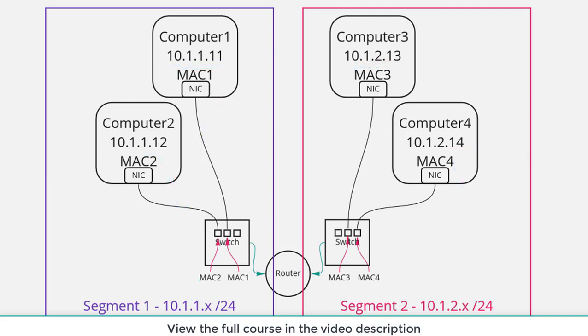Okay, so what is the impact of this? Well, let's start with broadcasts. Let's start with Ethernet layer 2 broadcasts. So computer 1, let's say it sends out an ARP request. And the ARP request is a broadcast, a layer 2 Ethernet broadcast, that is basically trying to determine the MAC address associated with a particular IP.